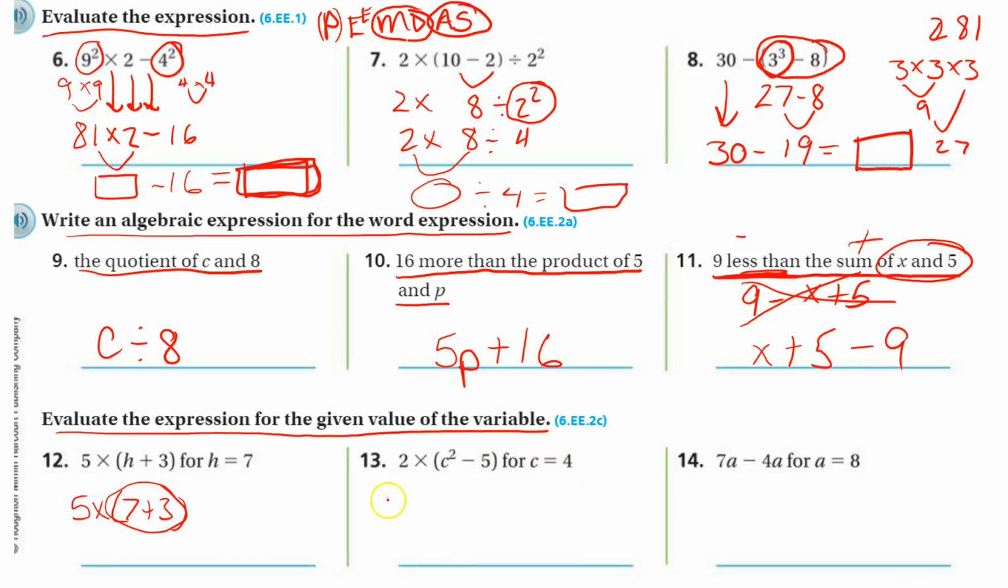Plug in the 4 for the C, so it's going to be 2 times, and then instead of C, I put 4, but the exponent stays attached. It's attached to the 4, minus 5. Then use the order of operations to find the value. All right, here we have A equals 8. So 7, and you have a number with a letter right next to it, so it's multiply 7 times 8 minus 4 times 8. Both A's stand for 8. And then you can use order of operations to solve that as well.